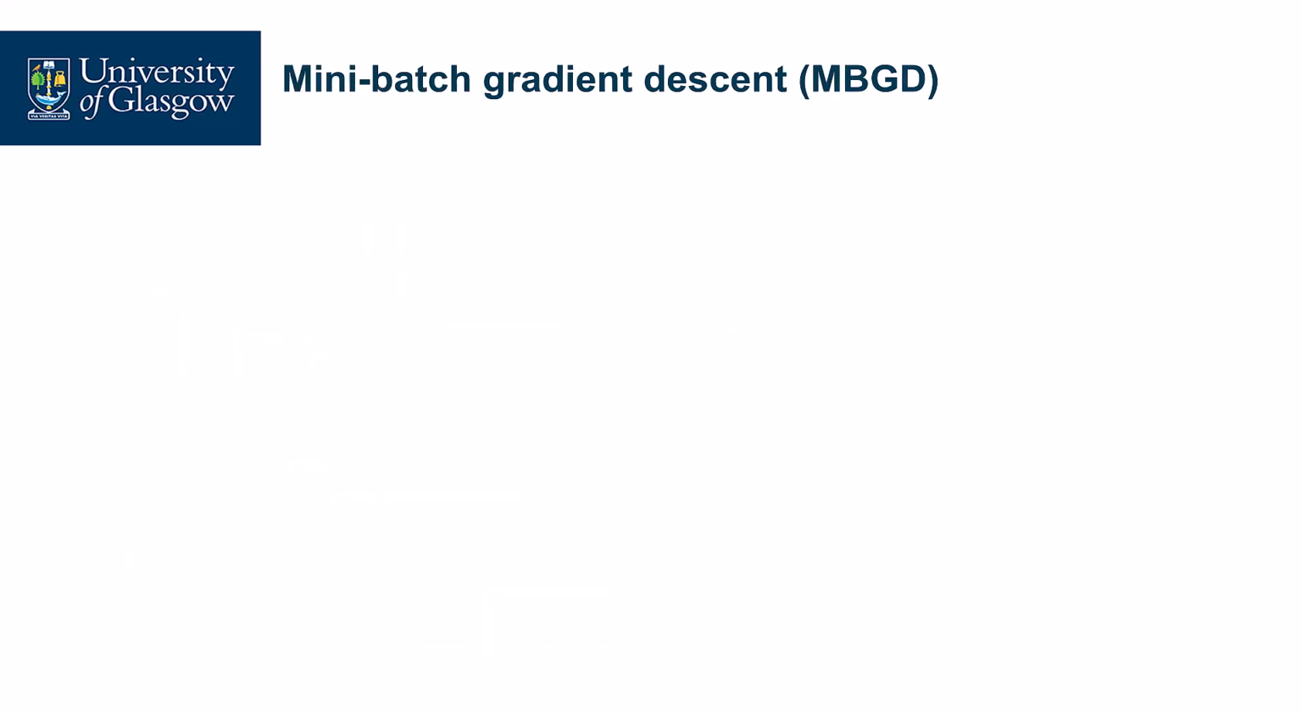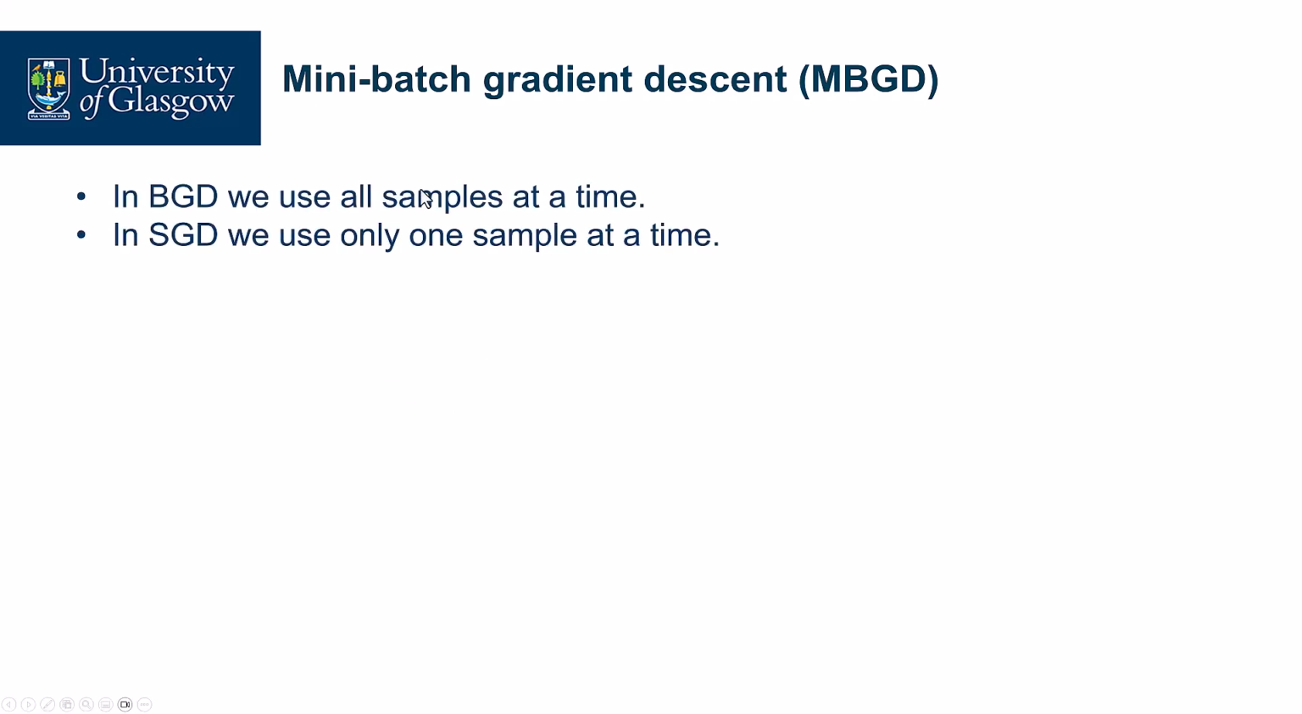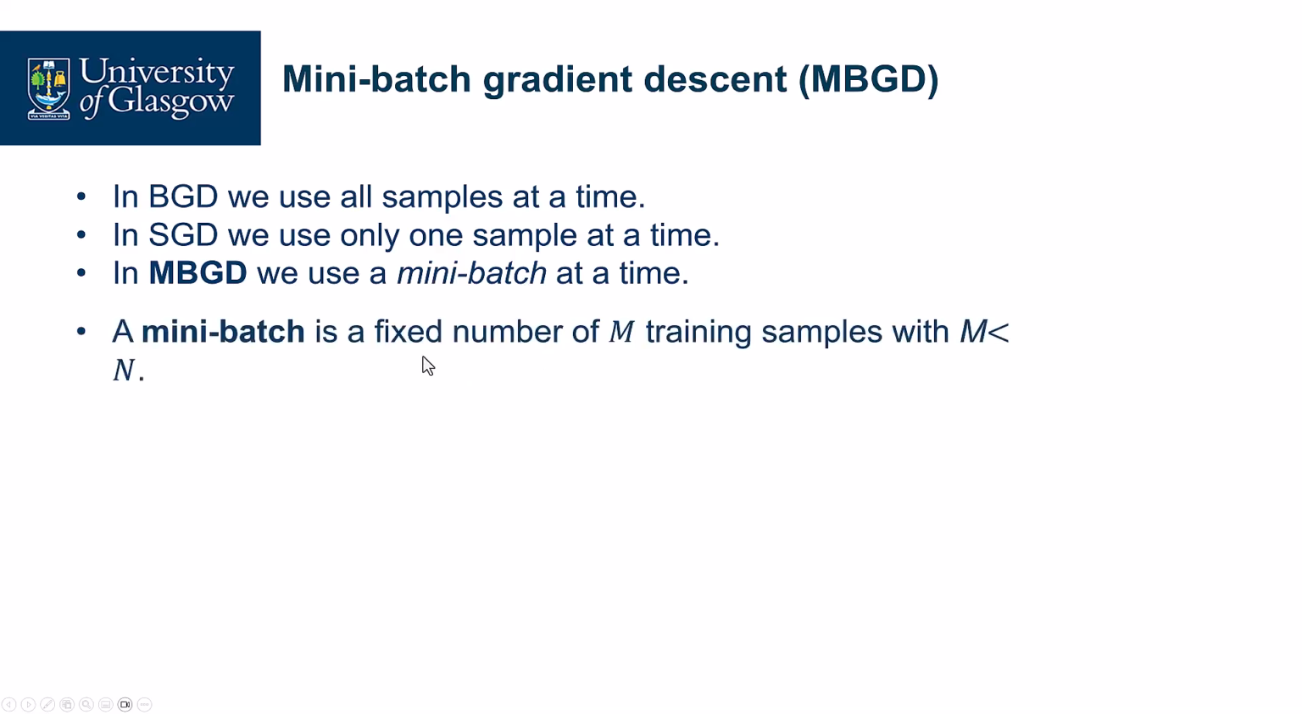Then people thought of a middle method, which we call mini batch gradient descent. Different from BGD and SGD, we don't use all the samples or only one sample at a time. Instead, we use a mini batch at a time. So what is a mini batch? A mini batch is a subset of the n samples. It's a fixed number of m training samples, and this m is much smaller than n.